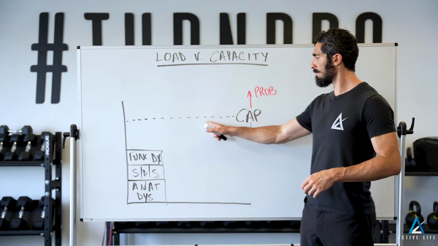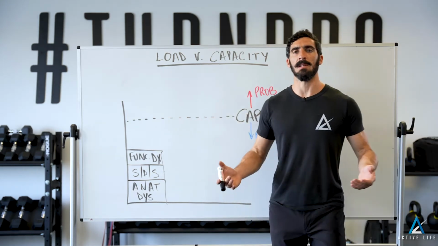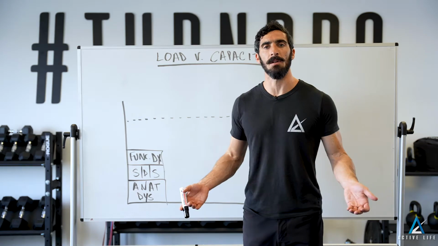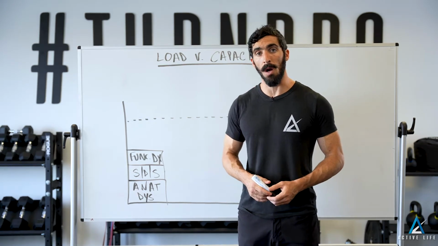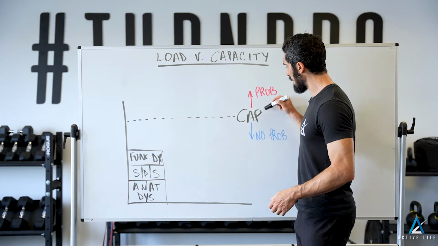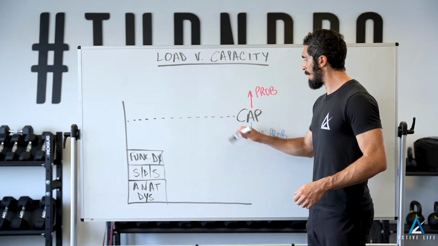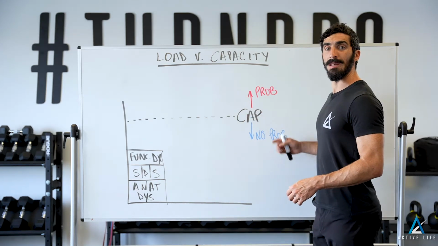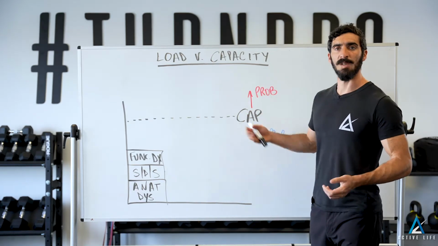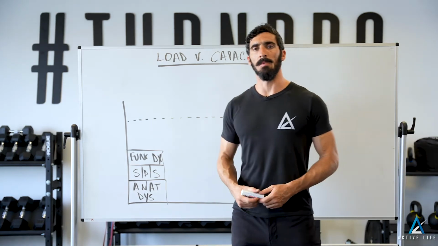This dotted line represents your capacity. Your capacity is very simply, what can your body handle? How much can you take before something goes wrong? And what we see here is that as long as we stay below our capacity, no problem. If we cross our capacity, it's a problem. And sometimes that problem can be painful.